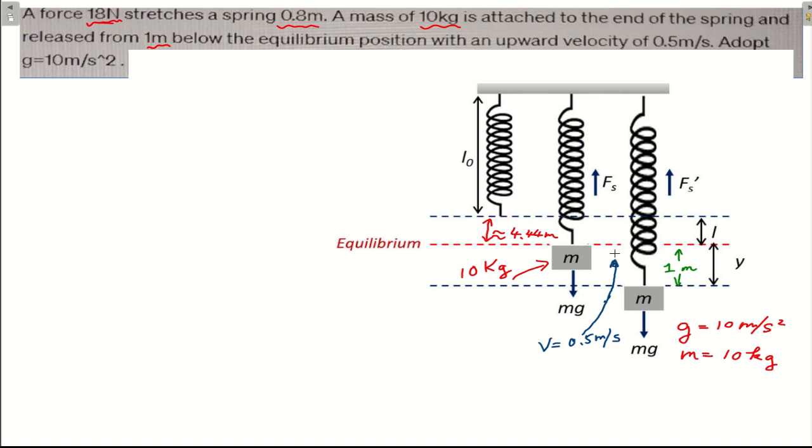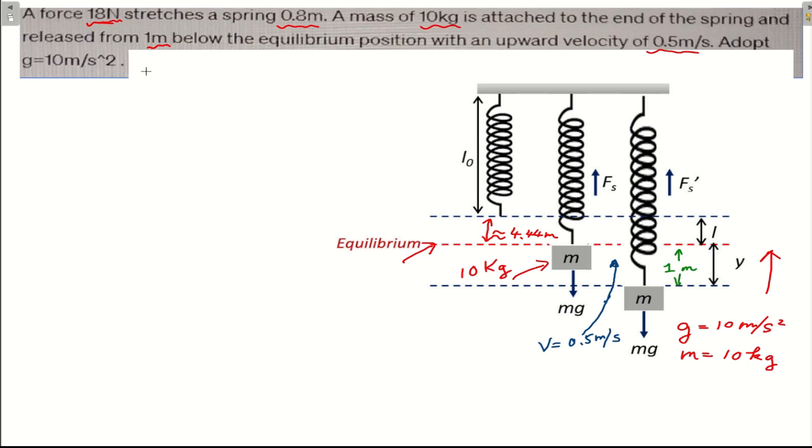So what is the equilibrium position? Without any external force, when you hang a mass here, the mass will stop in here. This position is called the equilibrium position. And then we pull down the mass by 1 meter, so 1 meter below the equilibrium position, with an upward velocity. If we release the mass, then the spring will spring up. The initial velocity will be 0.5 meters per second.